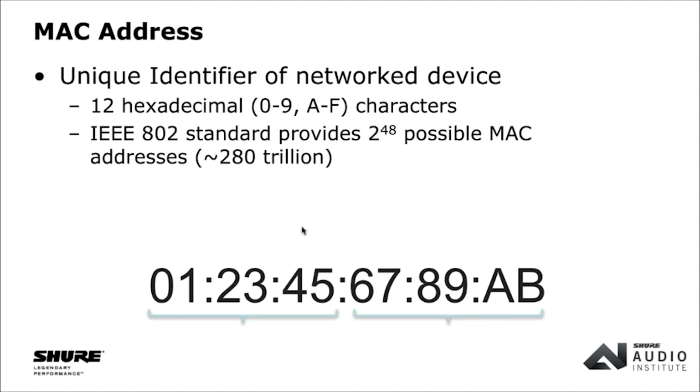This is an IEEE standard that provides a lot of different unique possibilities, but what you need to know about it is for every networked appliance, this is a unique value. And actually those first 3 pairs of characters are manufacturer specific. So if you look at the MAC address for a number of different devices from the same manufacturer like Shure, you'll see that they all share those first same 3 pairs of values. And then the last 3 are used to uniquely identify different devices.